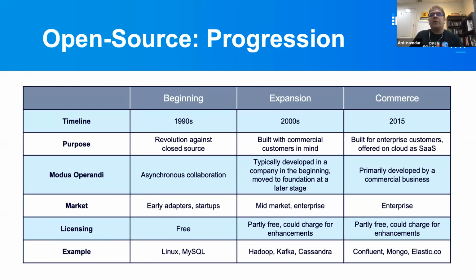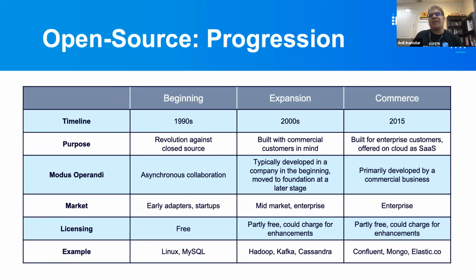So let's quickly review the progression of the open source ecosystem through the years. As we saw from the previous slide, there was a revolution in the 1980s and 1990s in software development. It was primarily against the closed source community. Individual collaborators worked asynchronously on projects that they were passionate about. The initial licensing model was completely free, with the caveat that there may not be support or an immediate fix to a bug. Linux and MySQL are pretty good examples of that.